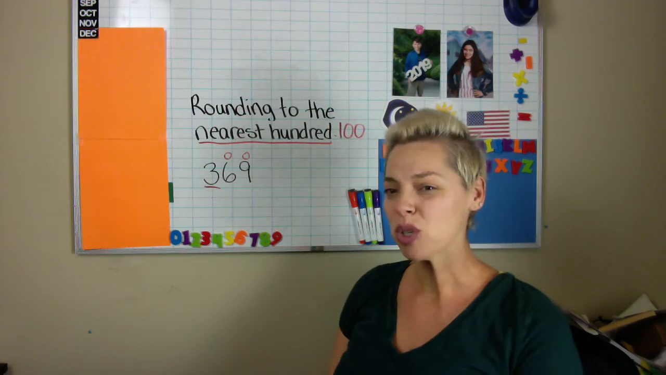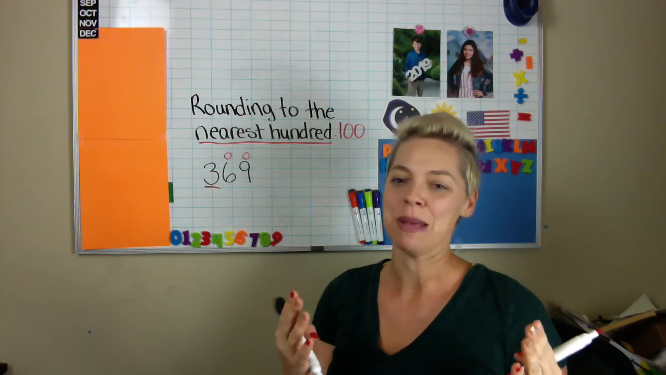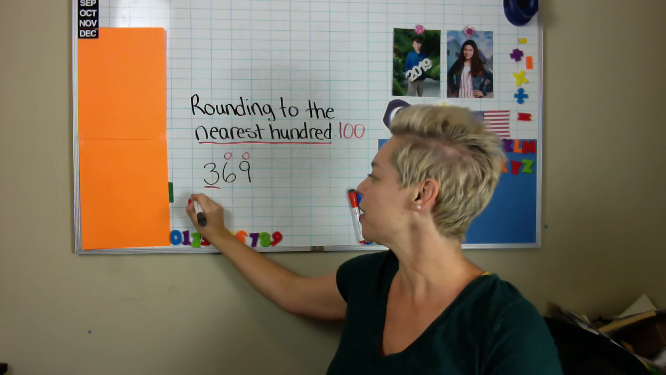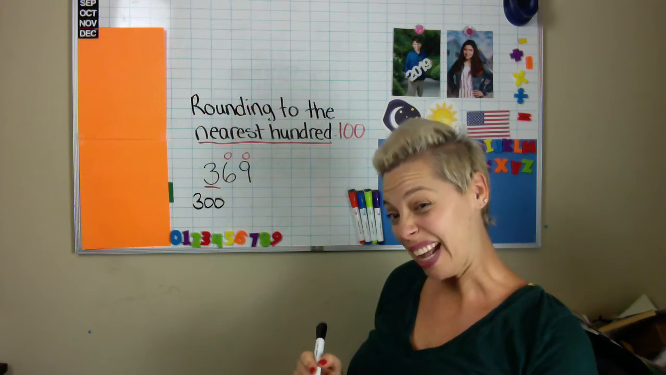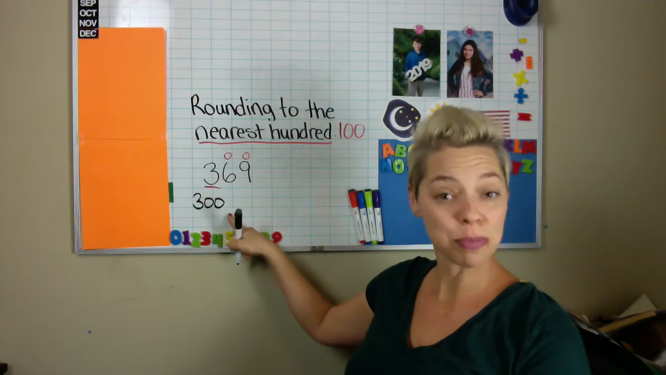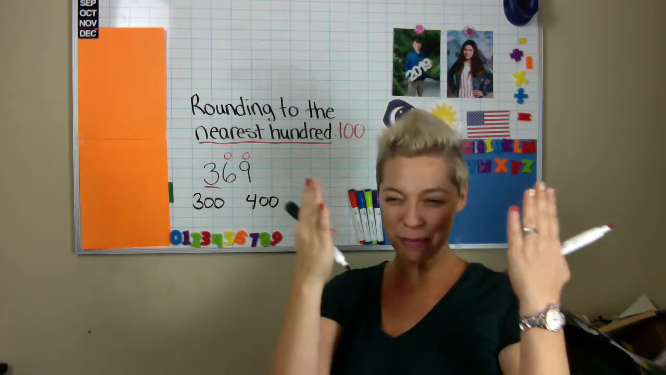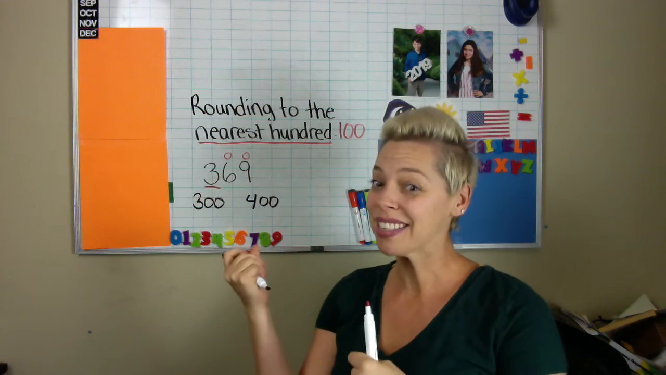The next step is to write my 2 reasonable answers that it could be, my 2 reasonable choices. The first one will be 300, and I'll write that right below. My next reasonable answer would be 300 plus 100, which is 400. So now that I've identified my 2 possible choices, I'm going to go back to this 3-digit number.